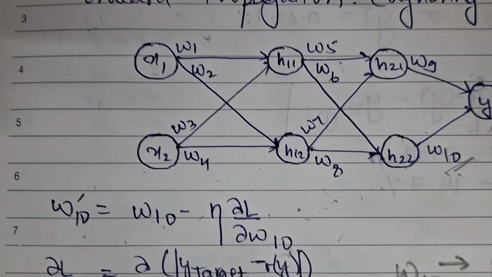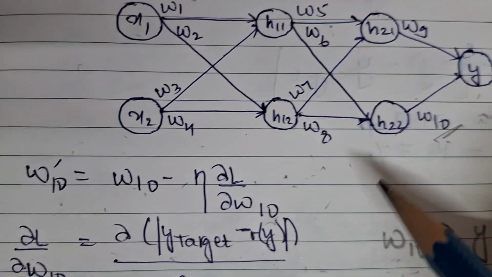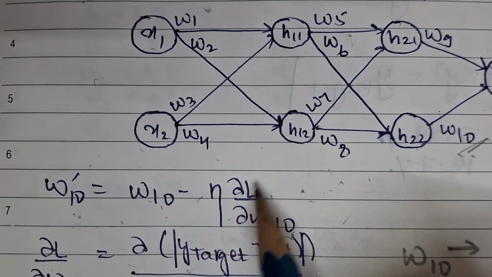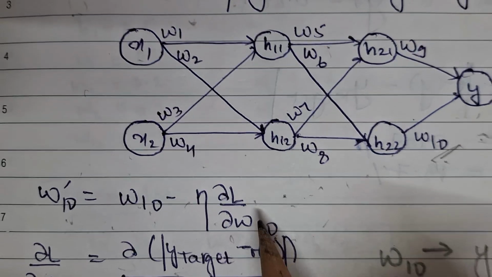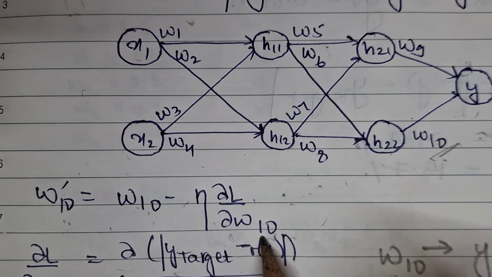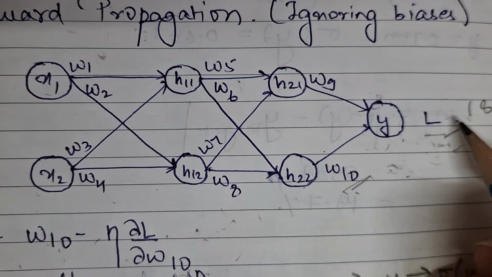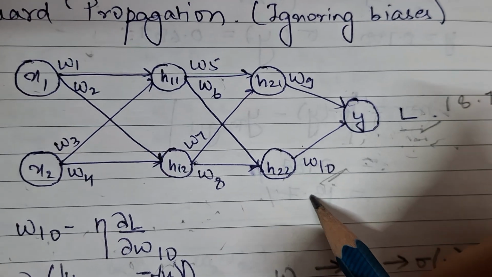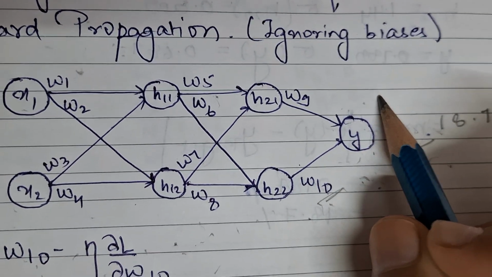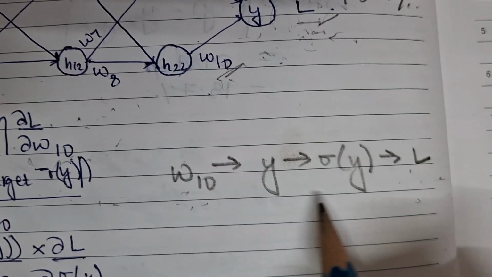To recalculate the weights using gradient descent, we will first recalculate the weight omega 10. So omega 10 new is equal to omega 10 minus learning rate times del L by del omega 10. Now the main important part comes here, where we have to calculate the partial differentiation between L and omega 10. For that, we need to create a flow chart of how exactly we reach L from omega 10. Omega 10 converts to Y. From Y we get sigma Y. From sigma Y we get L. That is the exact flowchart that we have made here.